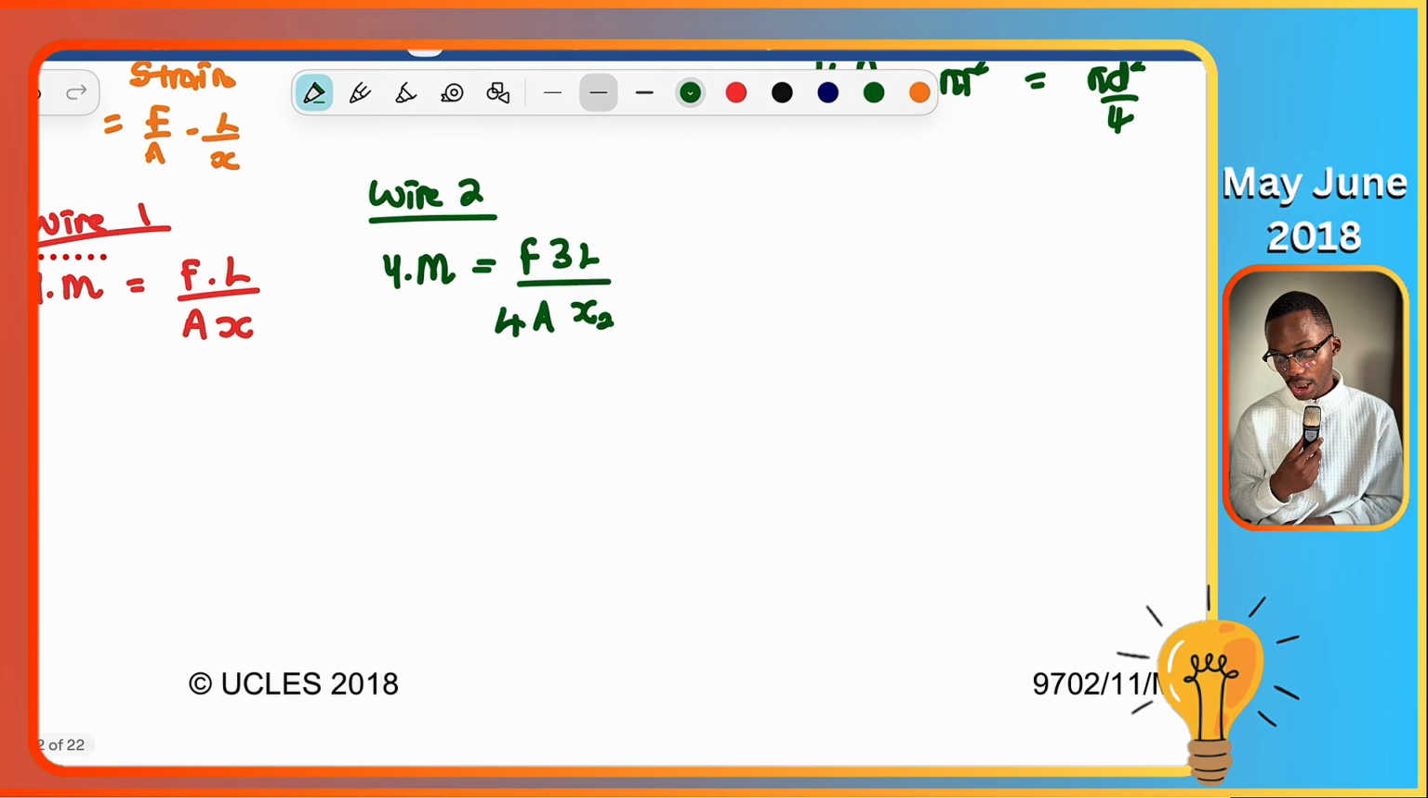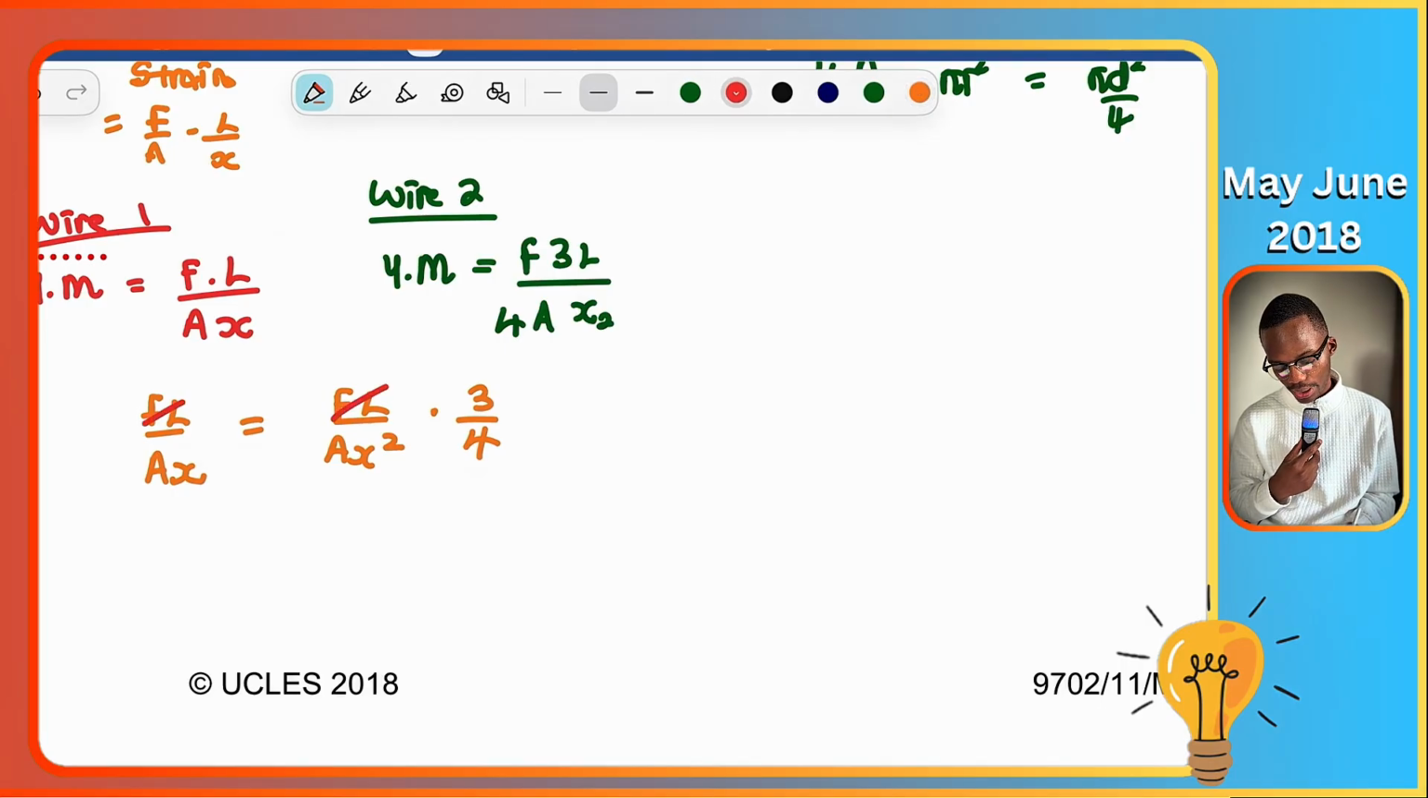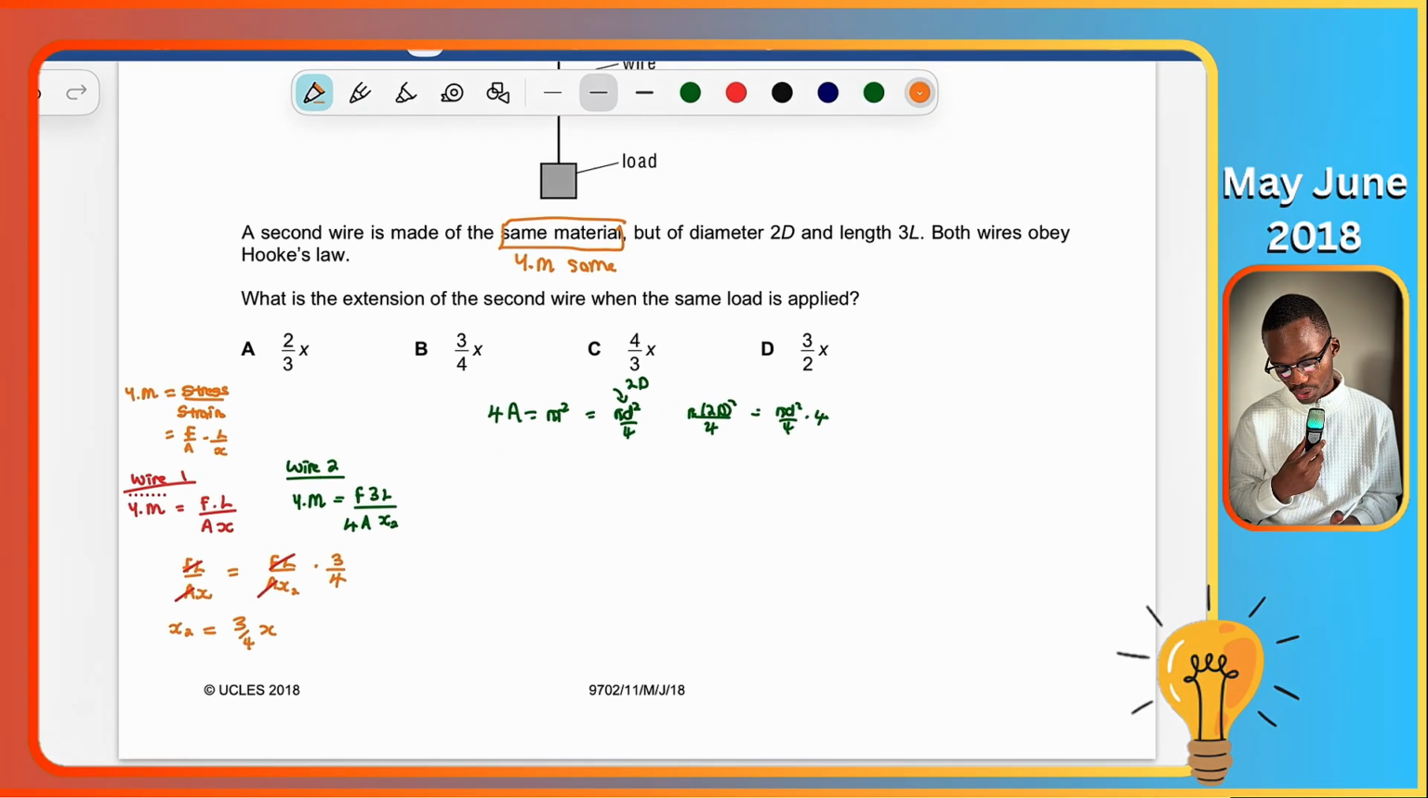Okay. And we know that these two things are equal. So FL over AX will be equal to FL over AX2 times 3 over 4. Cancelling FL and A, X2 will be equal to 3/4 X, which is B.